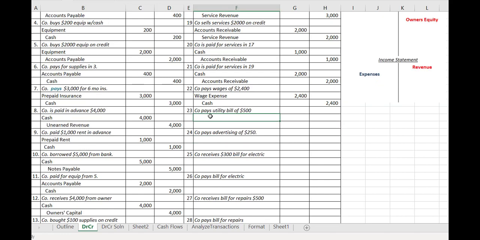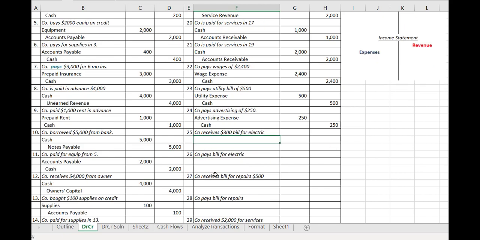Company pays a utility bill. Again, the word pay there. Pays a utility bill of $500. So I'm going to have utility expense and cash. That'll drive me crazy. Okay, now the company pays advertising. So I've got advertising expense. Increase the expense with the debit. And we paid it, so cash is going down. And credit cash.